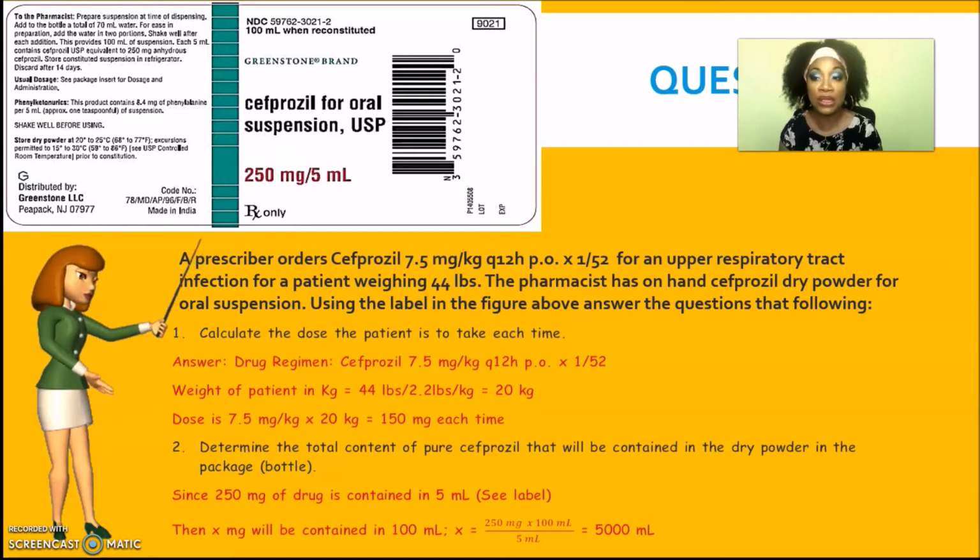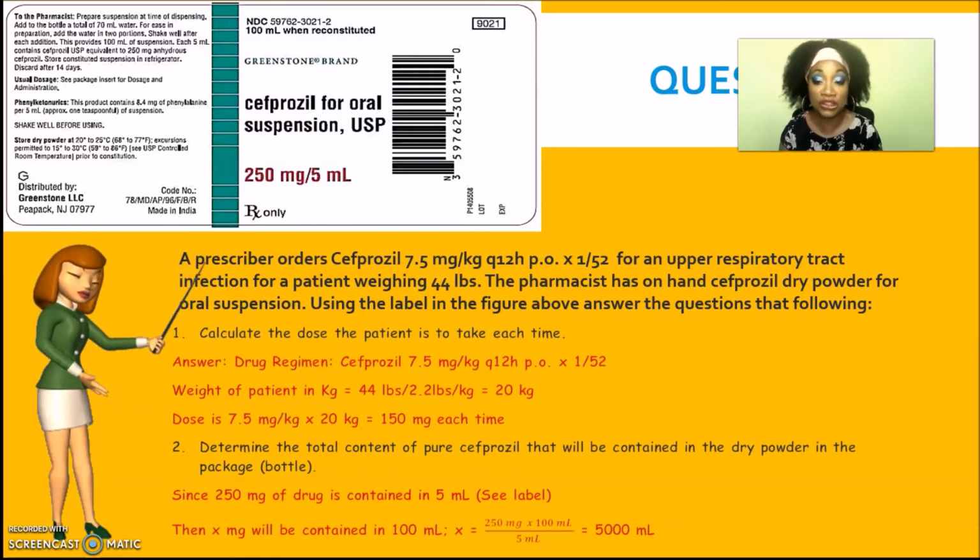So we know that we have to add 70 ml of water to the powder to end up with a final volume of 100 ml, and the final concentration is going to be 250 milligrams of cefprozil in every 5 ml of that suspension. So that's the groundwork. So we write that down.